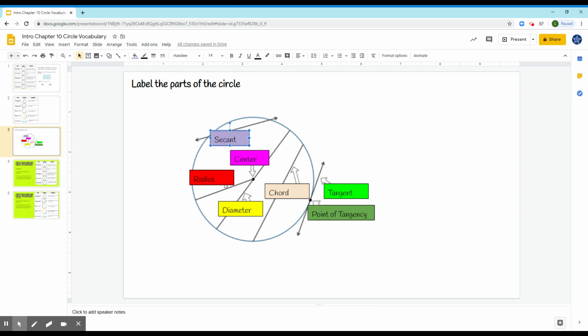All right, so we're going to practice some more. Make sure you are aware of these terms. They're very important to figure out more things to come with circles.